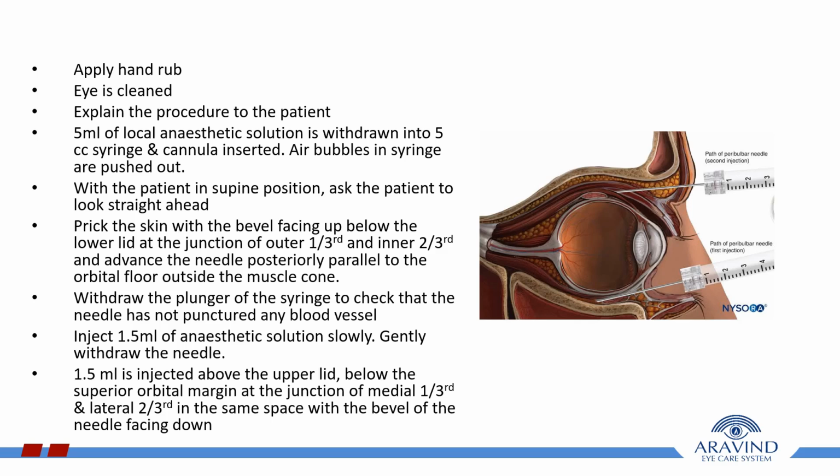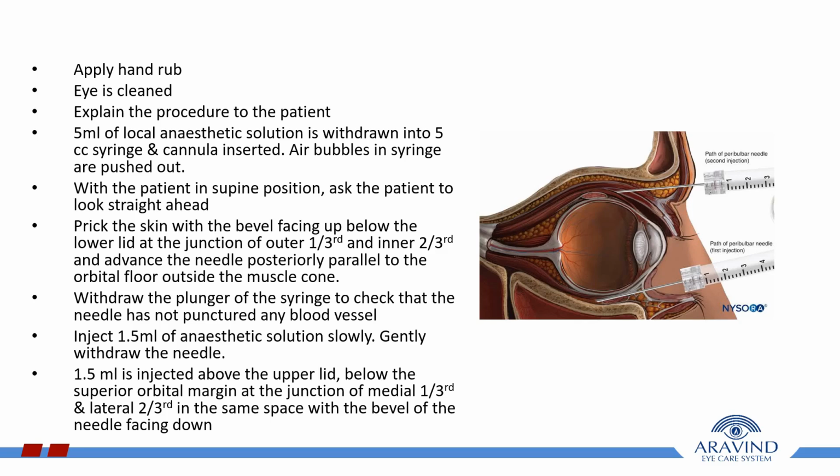Prick the skin with the bevel facing up below the lower lid at the junction of outer 1/3 and inner 2/3 and advance the needle posteriorly, parallel to the orbital floor, outside the muscle cone. Withdraw the plunger of the syringe to check that the needle hasn't punctured any blood vessel. Inject 1.5 ml of anesthetic solution slowly.